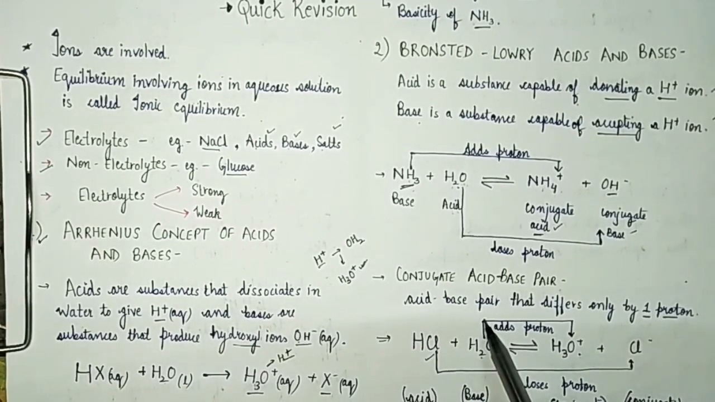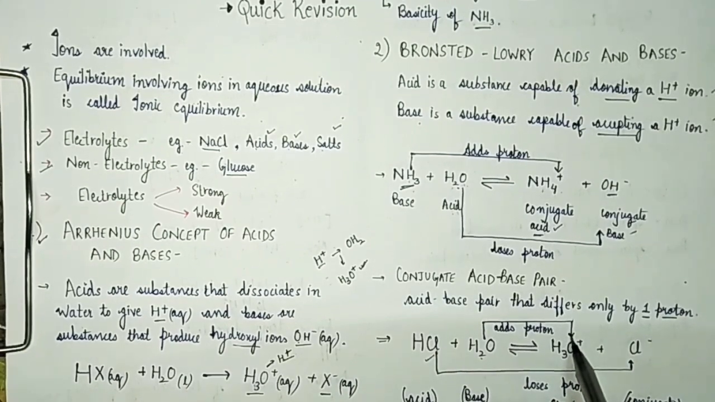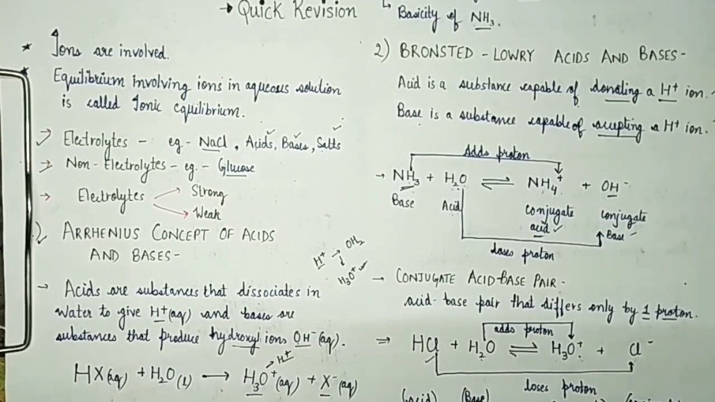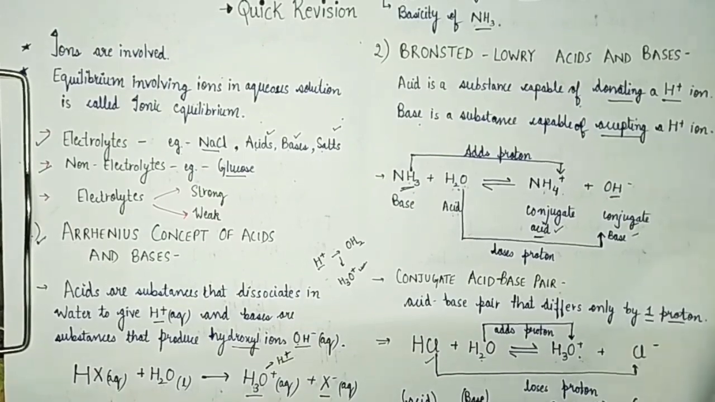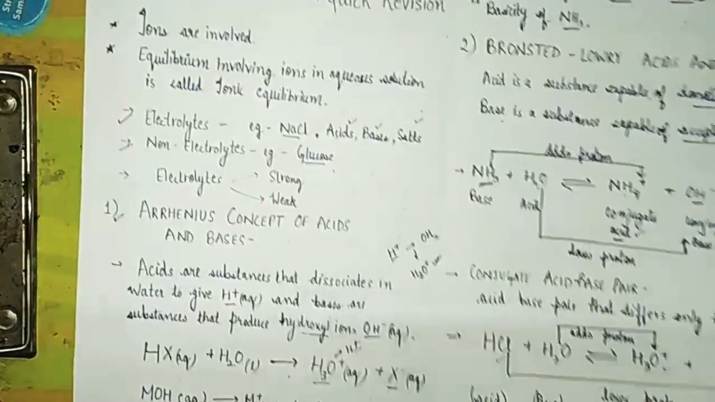So this water molecule will accept a proton, become H3O plus ion, and this HCl loses one proton to form the chloride ion. So acid forms a conjugate base and the base forms a conjugate acid. So you always remember, base will form a conjugate acid and acid will form a conjugate base. So this was all about the Bronsted-Lowry acid base theory.